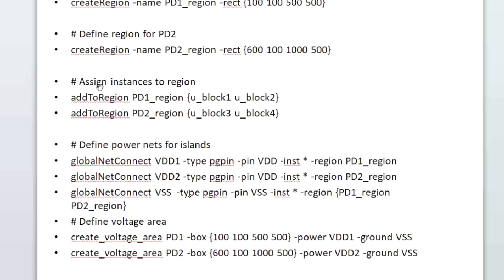And then we create the voltage region, so create_voltage_region. Whatever the power domain name and those coordinates will be picked up from there, along with power and ground. This is how we define the VA creations.